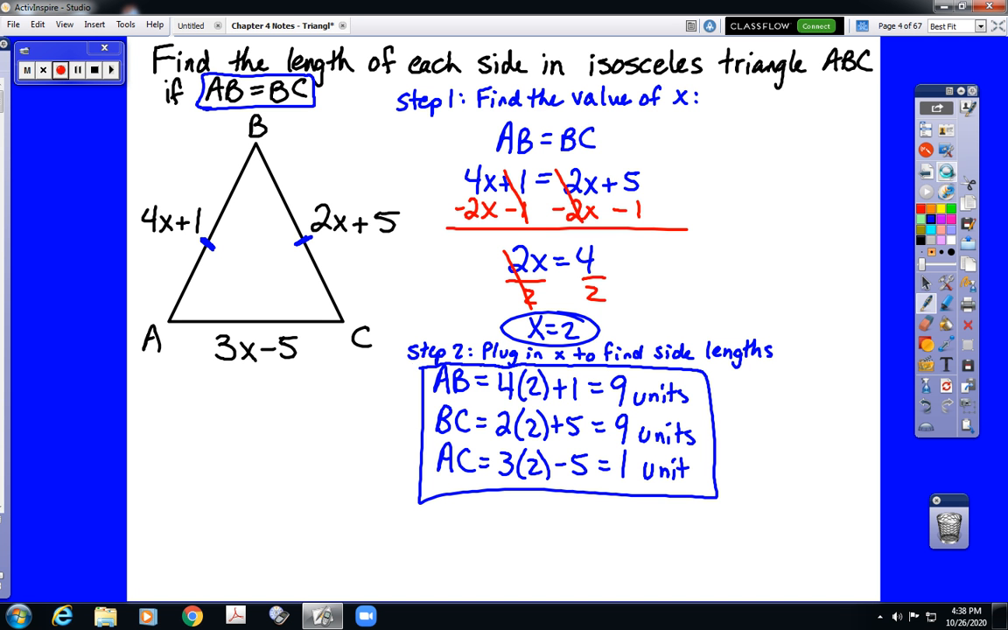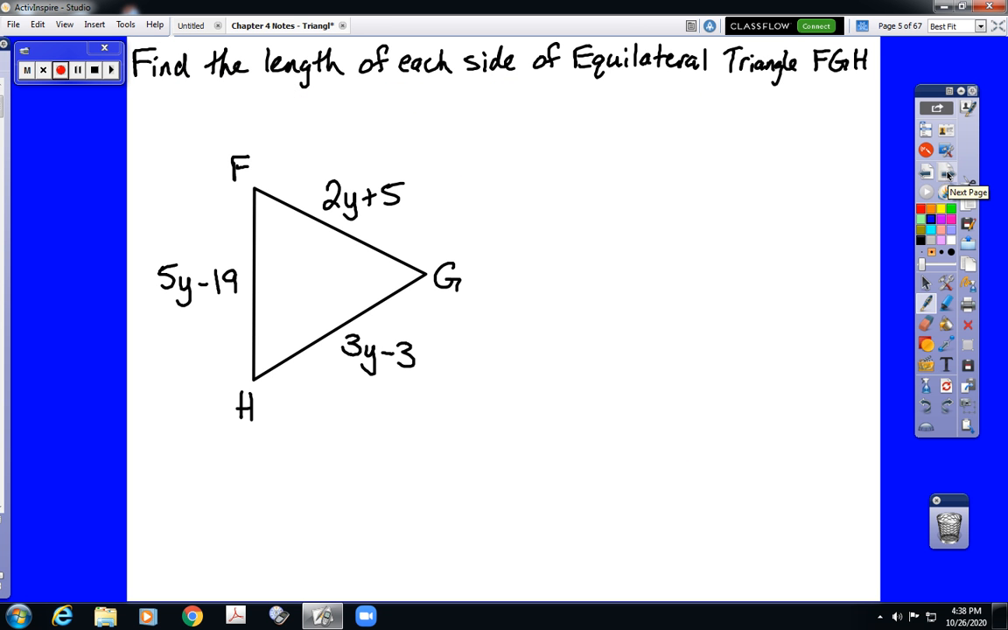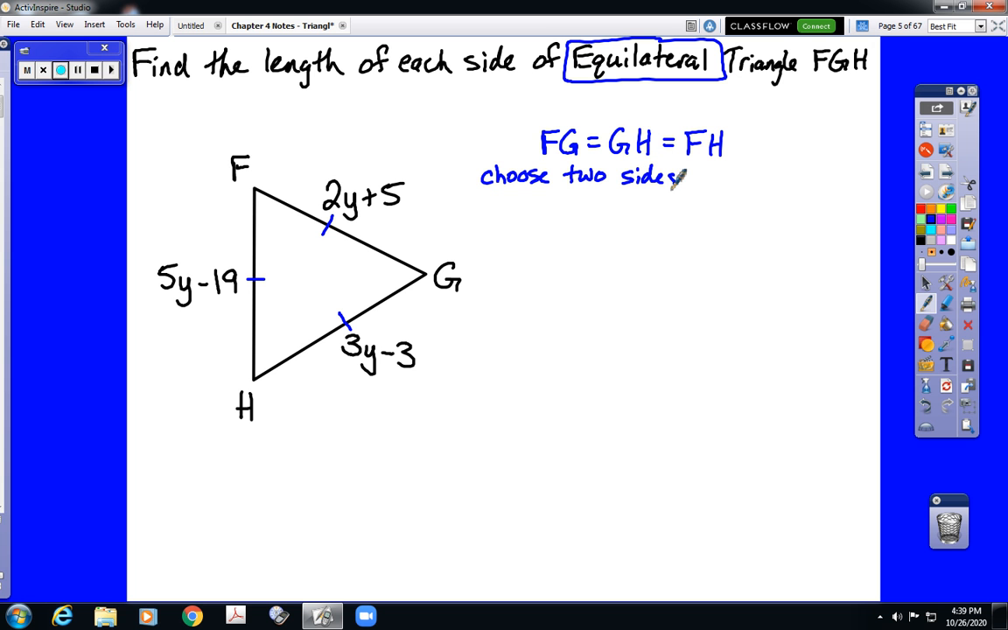Okay, so in this particular problem, we need to find the length of each side of equilateral triangle FGH. The key word here being equilateral. That word means that all three sides are the same length, which means FG is equal to GH is equal to FH. It does not matter which 2 you use. You need to choose 2 sides and solve for y. It does not matter which 2. Any 2 will work. So let's say that we decide we're going to use FG and GH.